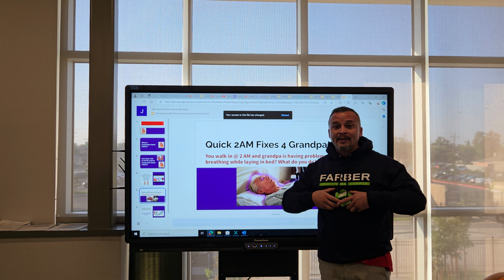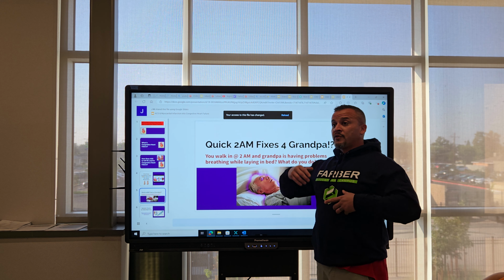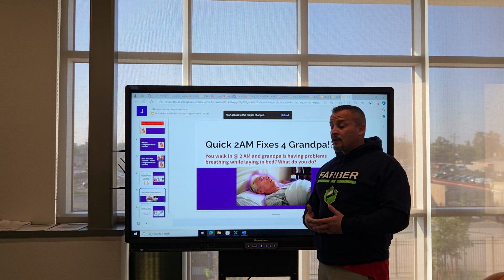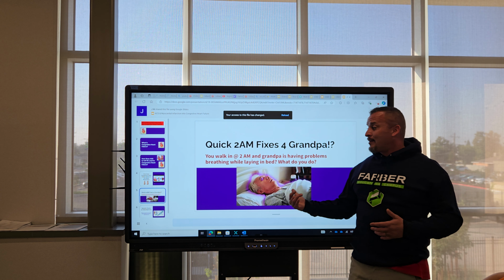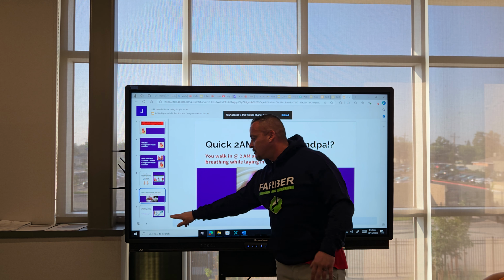But we're not going to get deep into that right now. This is just an introduction of health. Because of that, it allows grandpa to breathe, because literally he's pretty much suffocating on his own blood right now, or at least starting to, not to get too crazy.